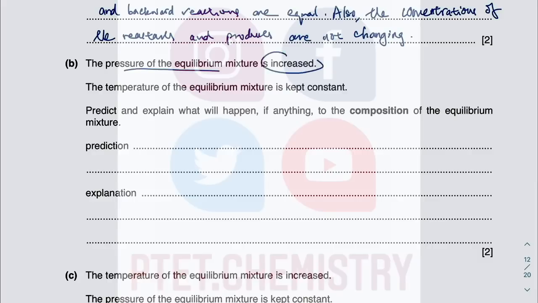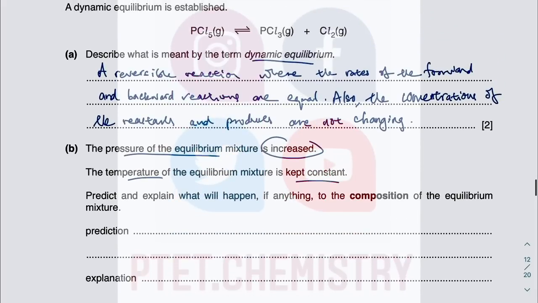You increase pressure, but you keep temperature constant. You want to talk about the composition, because sometimes they can ask you about position. So here composition refers to yield, not position. But they are of course related.